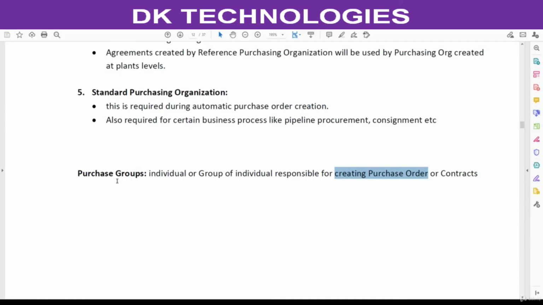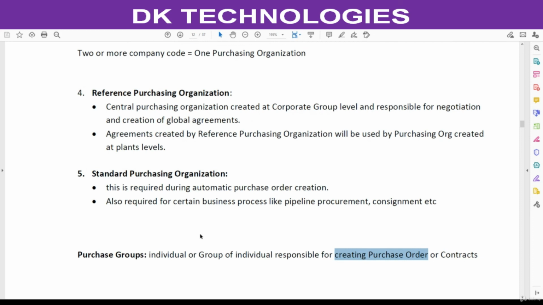Hope you understand purchasing groups. This is required at the time of creating purchase order. That is the reason we are discussing this one. Purchasing organization also required, purchasing group is also required.